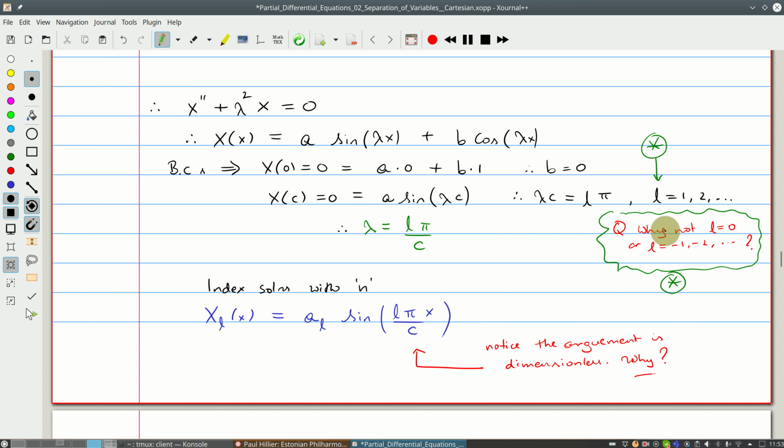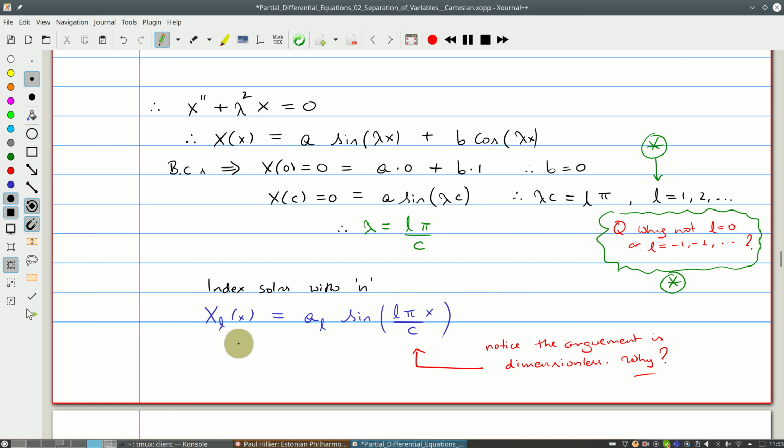Now, if you have thought about it, then I hope you've concluded that if you have minus L, if you make lambda minus lambda, you simply get minus the sine of lambda x. It's nothing new. It's a linearly dependent function. It's just the minus of sine of lambda x. So you don't get any new information by choosing the negative integers. This is why we choose L to be non-zero and the positive integers only. You could just as well choose L to be the negative integers only. Okay, we are biased to positive integers, so let's choose it to be that.